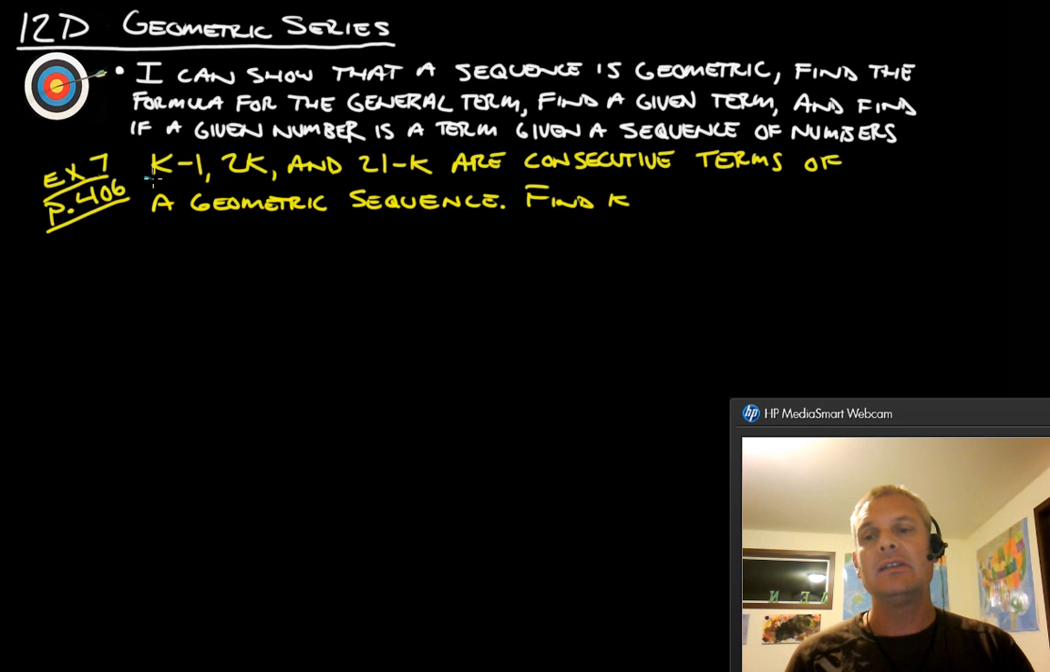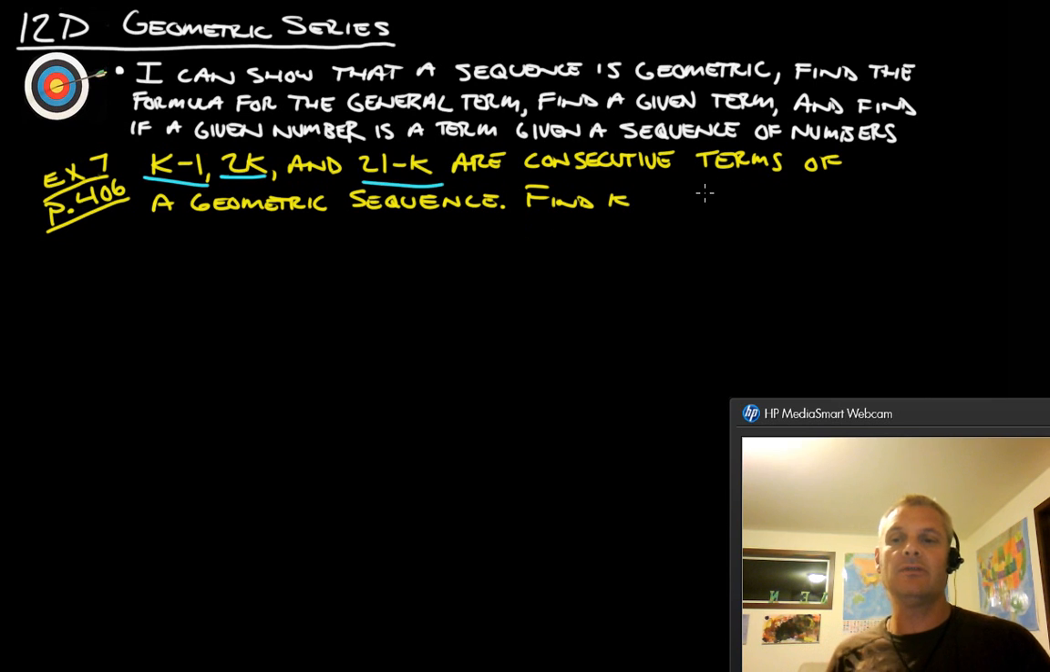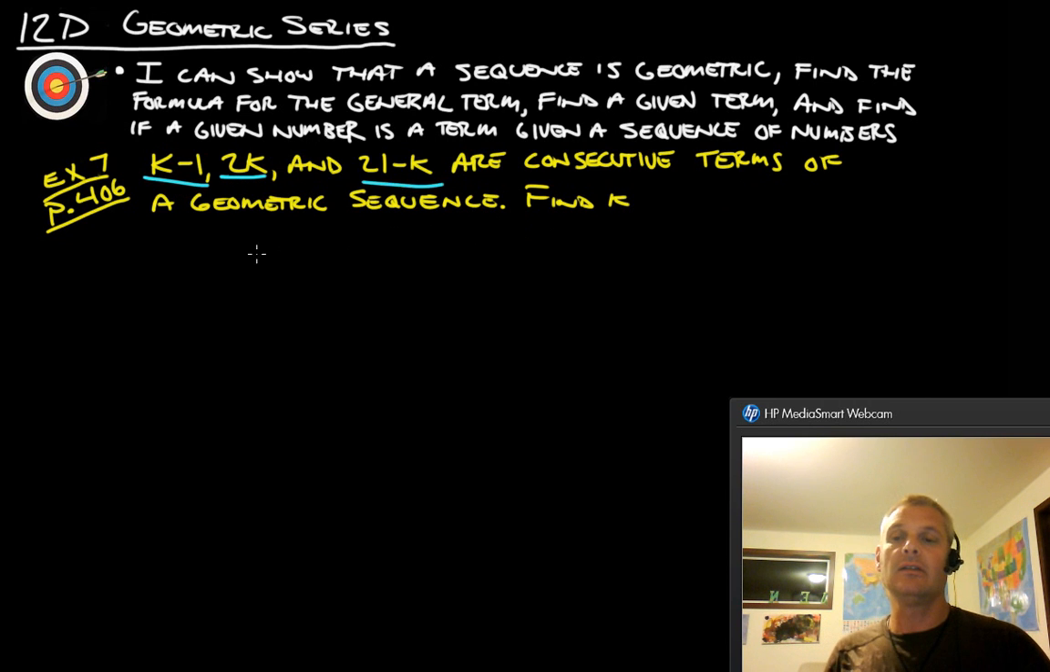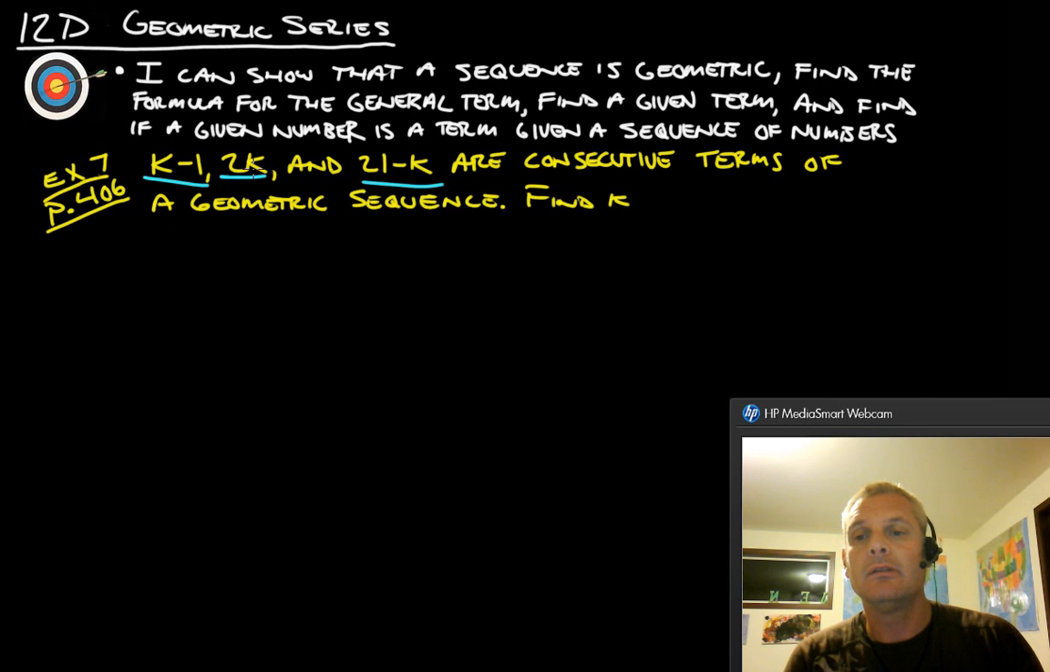It says that k minus 1, 2k, and 21 minus k are consecutive terms of a geometric series. Find what k is. So we know that we multiply k minus 1 times something to get to 2k, and then multiply 2k times something else to get to 21 minus k. If you remember from the previous example, the best way to do this is to take a term and put it over the previous term to figure out what the multiplier is.